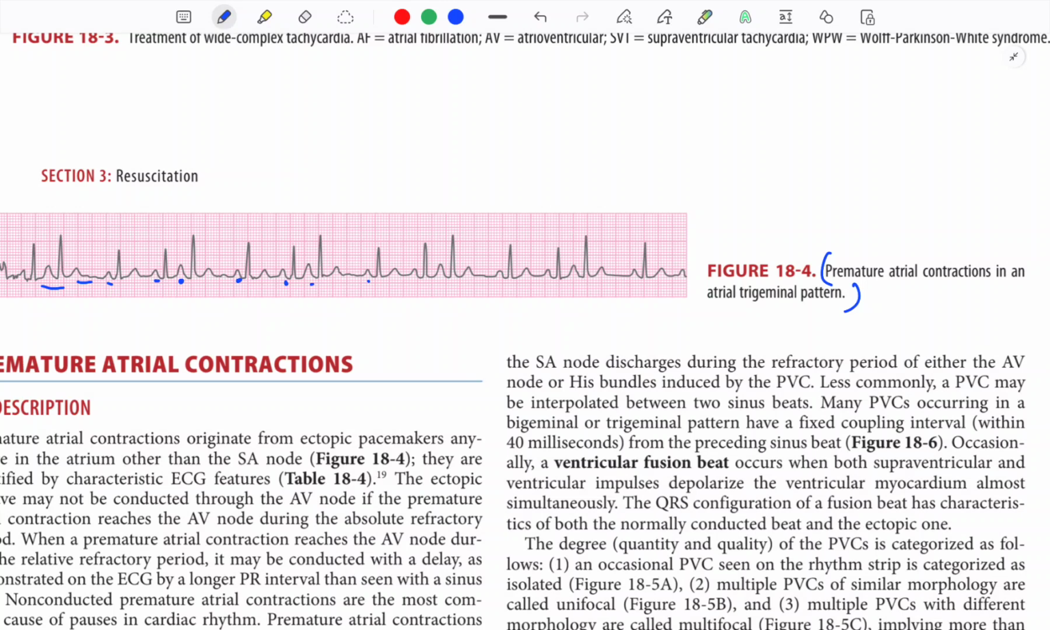Most PACs are normal. They are normal findings in all ages. Nothing needs to be done, but frequent PACs are associated with increased risk of stroke and sudden death. So you need to be watchful for this patient, that's all.